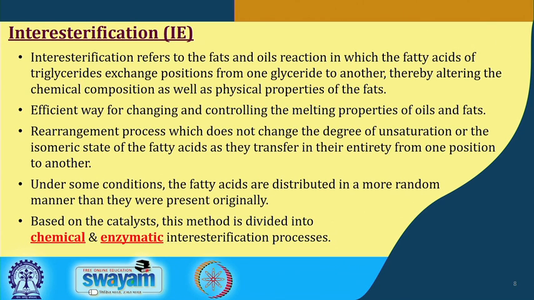It is a rearrangement process which does not change the degree of unsaturation or the isomeric state of the fatty acids, because they are simply changed from one place to another. There is no change in the unsaturation. Under some conditions, the fatty acids are distributed in a more random manner than they were present originally. Based on the catalyst used for this reaction, the method is divided into two: chemical interesterification and enzymatic interesterification.